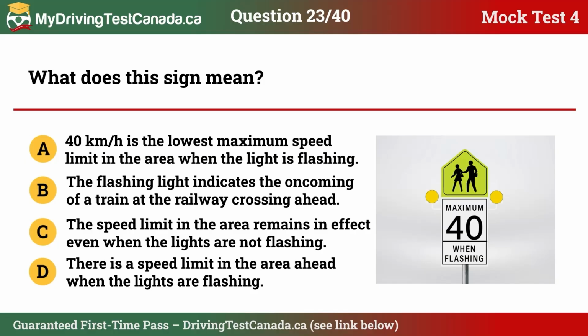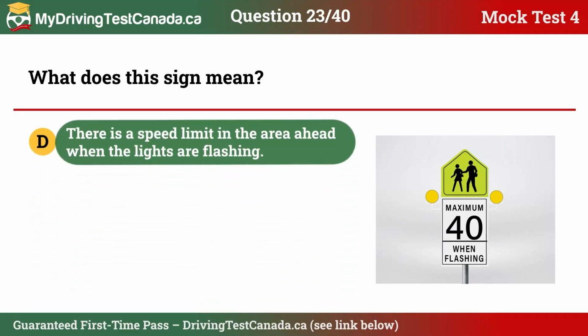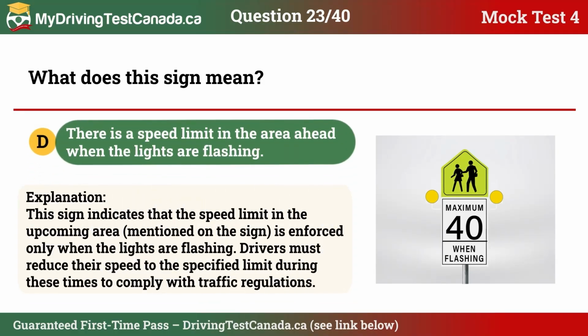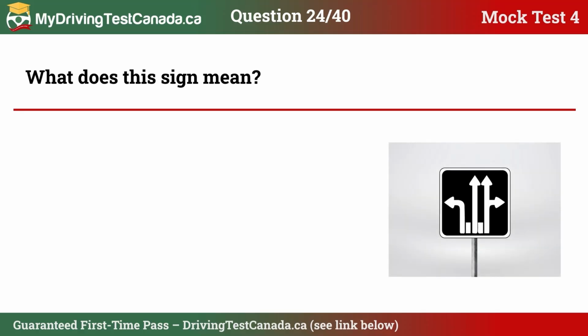The correct answer is D. There is a speed limit in the area ahead when the lights are flashing. Explanation: This sign indicates that the speed limit in the upcoming area mentioned on the sign is enforced only when the lights are flashing. Drivers must reduce their speed to the specified limit during these times to comply with traffic regulations. Question 24. What does this sign mean?